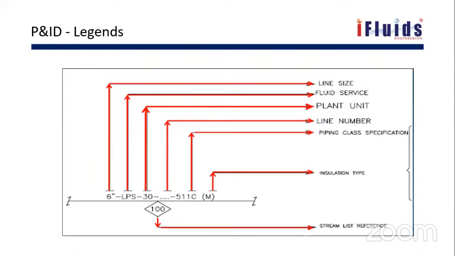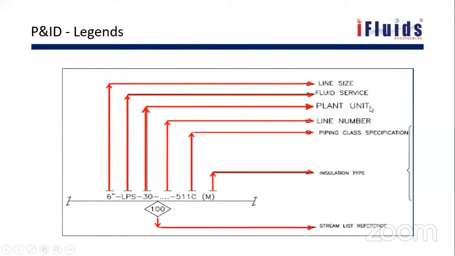So for the pipe, we should have a line size. Like what is the size of the pipe? Like 1 inch, 2 inch, 3 inch, 10 inch, 20 inch, 30 inch, 40 inch, like that. So first we mention the line size, that 6 inch is there. Then next, LPS is there. LPS means the fluid service. LPS may be LP steam. If you go to that LPS, there will be another legend: what is L, what is P and what is S. And then the next is 30.